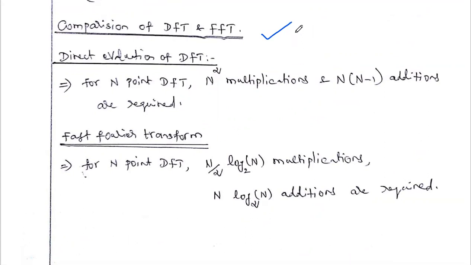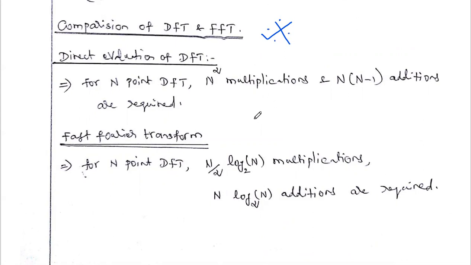This is the question. How many computations, how many additions, how many multiplications are required in order to perform the DFT in the direct evaluation method and the fast Fourier transform method. It is a very, very important 2-mark question. So this is one type of question.